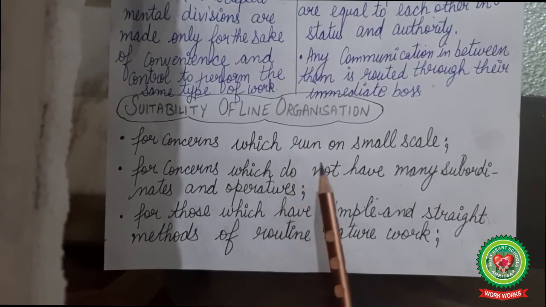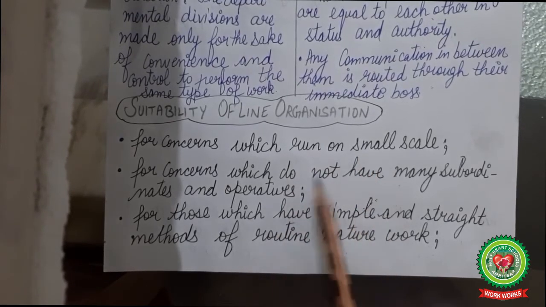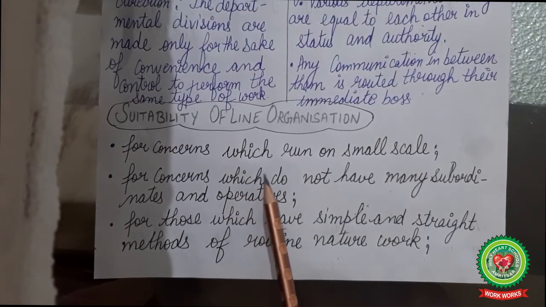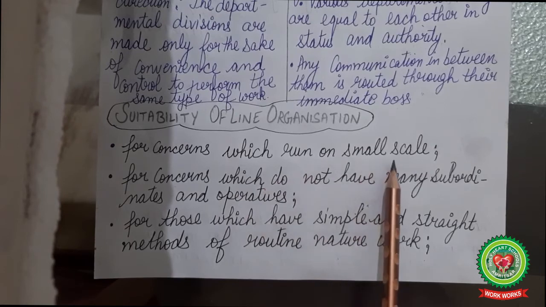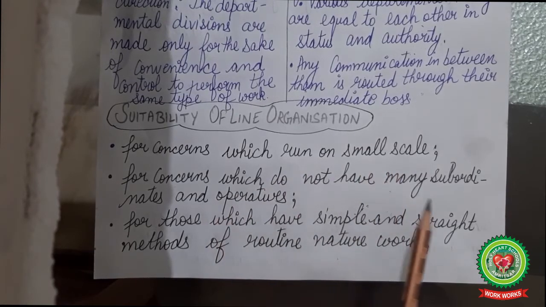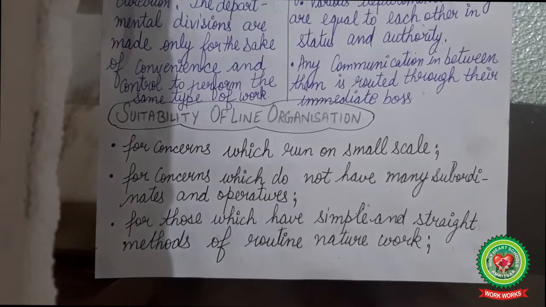Now, where is this line organization suitable? Why is it followed, or in which concerns can line organization be opted for? First of all, those business houses which run on a small scale, those groups which do not have many subordinates and operatives, and also those groups which have a simple and straight method of routine nature work. Their work is not that complex and not flexible.